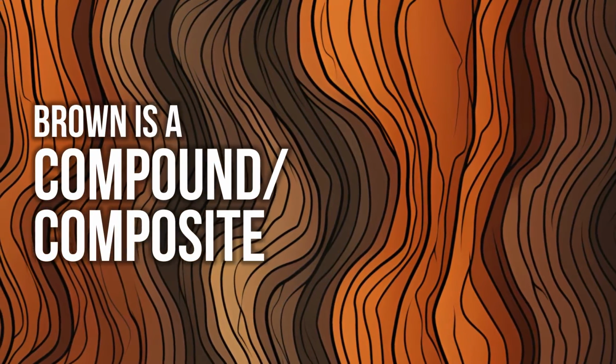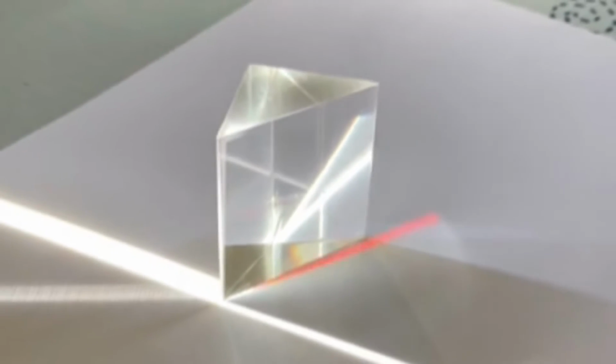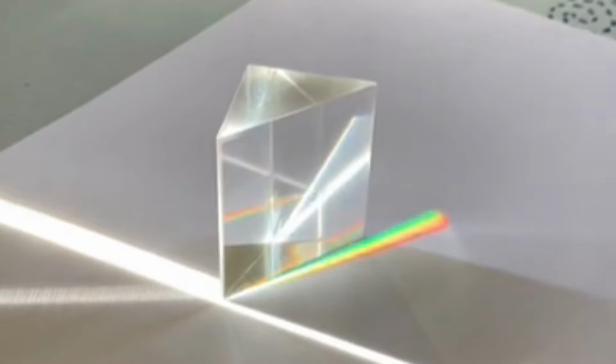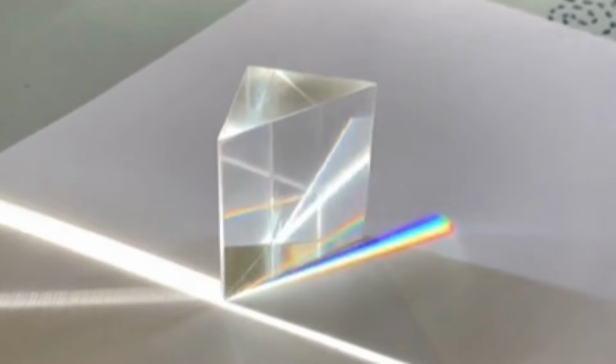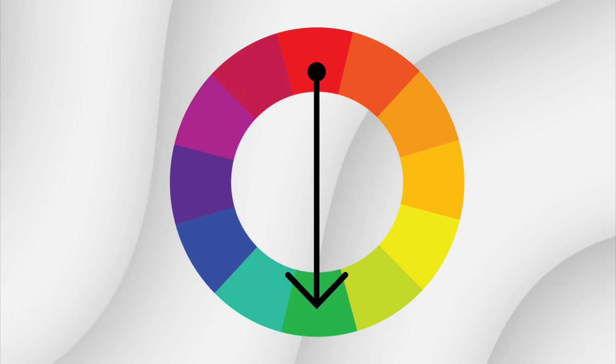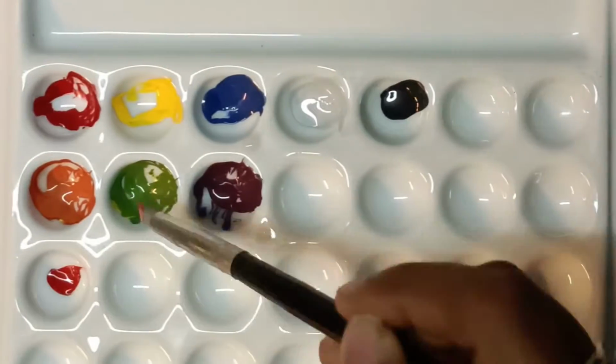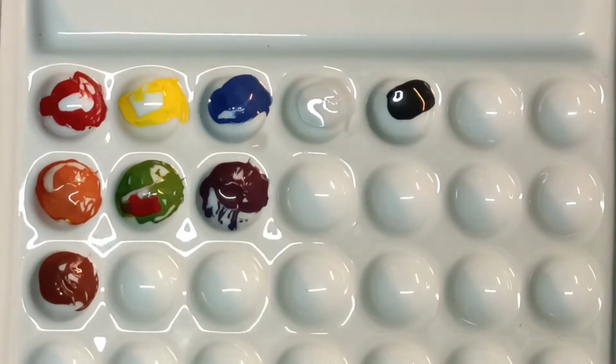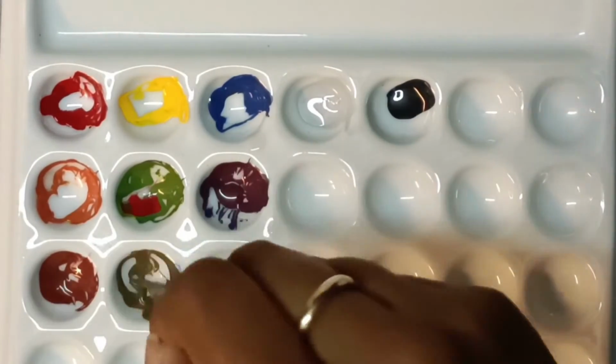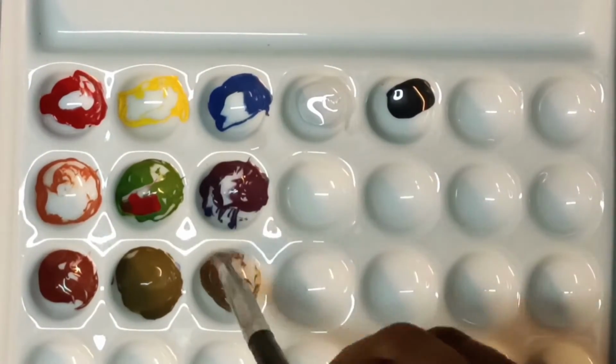First, let's start with brown. Brown is a compound or composite color. What does that mean? It's not associated with any individual wavelength of light, but it's actually a mixture of some of the colors. You can make brown by mixing a primary color with its secondary opposite. So red can be mixed with green to get brown, blue can be mixed with orange to get brown, and yellow can be mixed with purple to get brown as well.